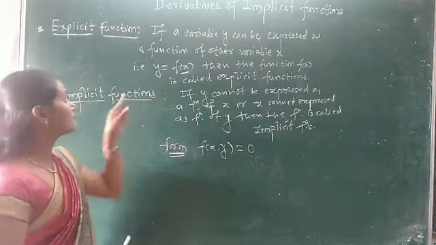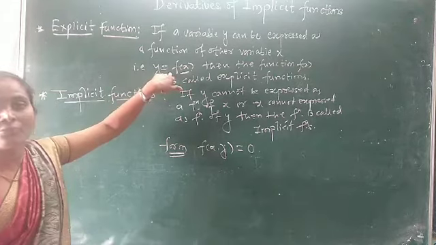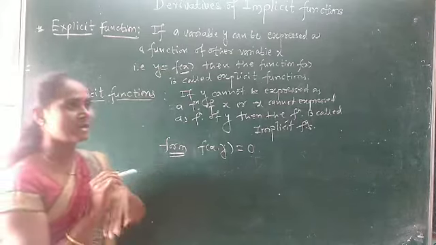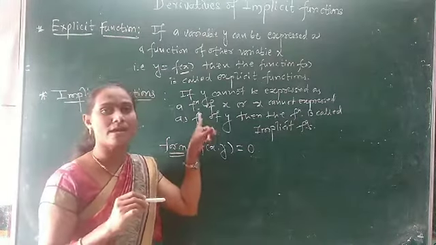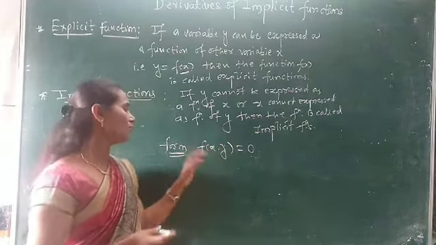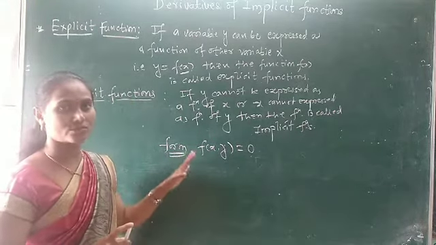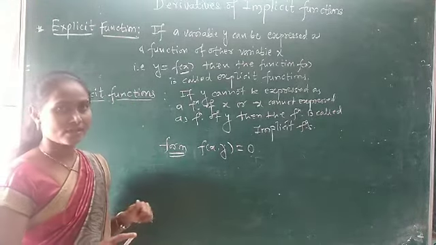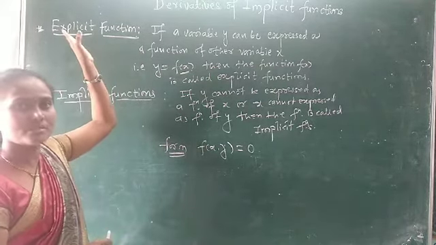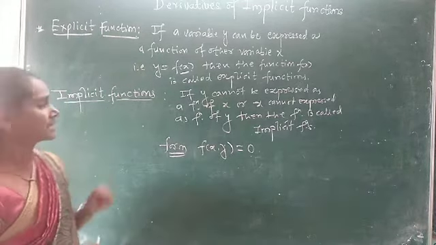Remember that there is a difference between explicit and implicit. Explicit means the function is in the form y equals f of x, and an implicit function means the function is not expressed as y equals something, but is in the form f of x, y. This type of function is called an implicit function. In the last lecture we saw derivatives of explicit functions. Now we have to find the derivative of implicit functions.